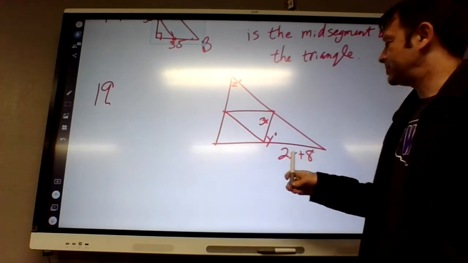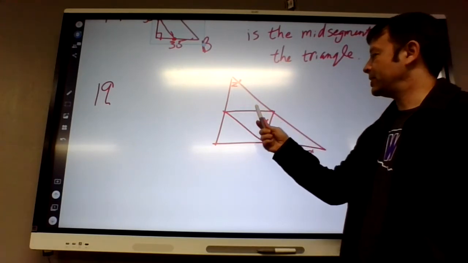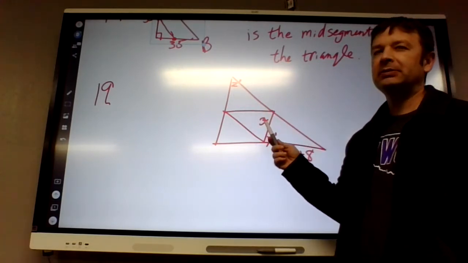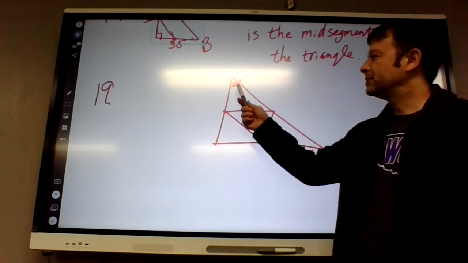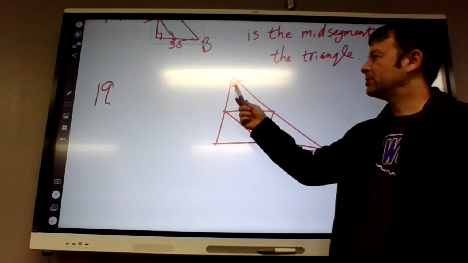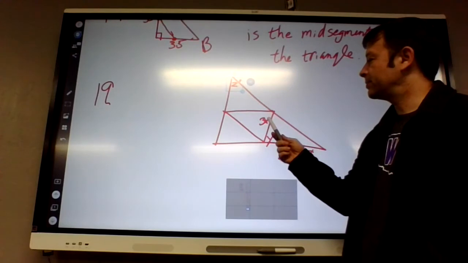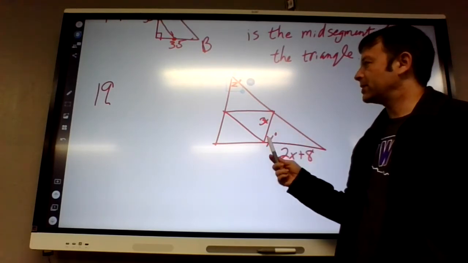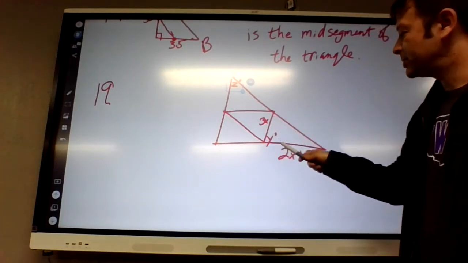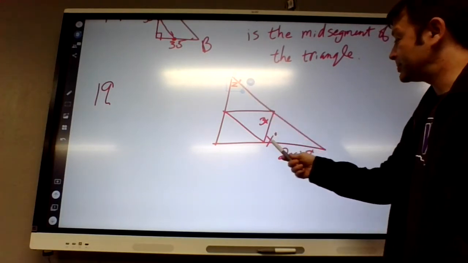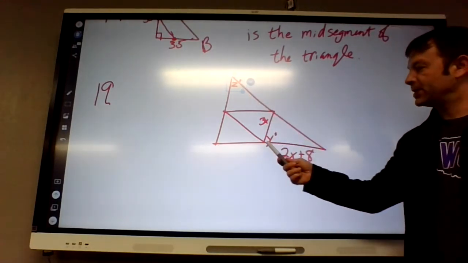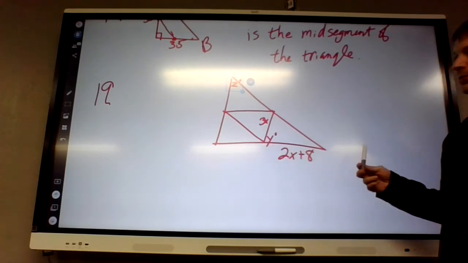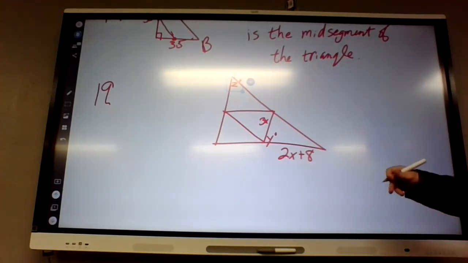You guys know what's different between Z and X right here? Z is a what? Degrees. This is an angle, and 3x. This side is 3x, I guess. So Z and Y are representing angles. X is representing a length. So they're totally different kinds of things.